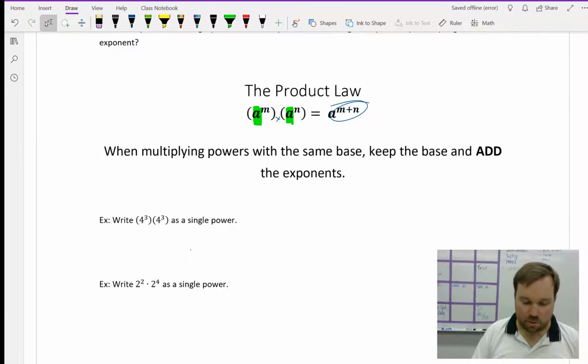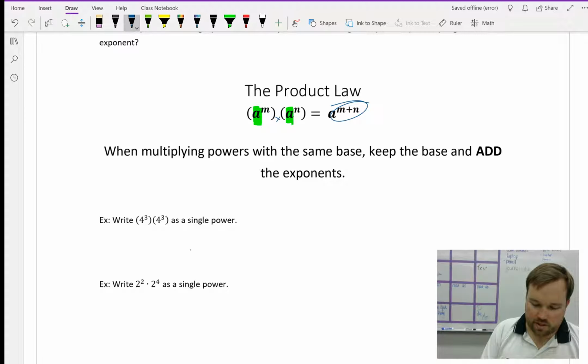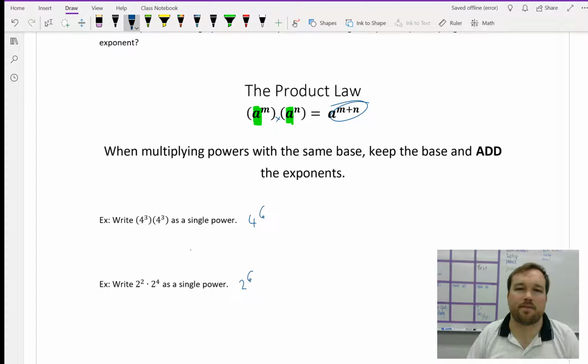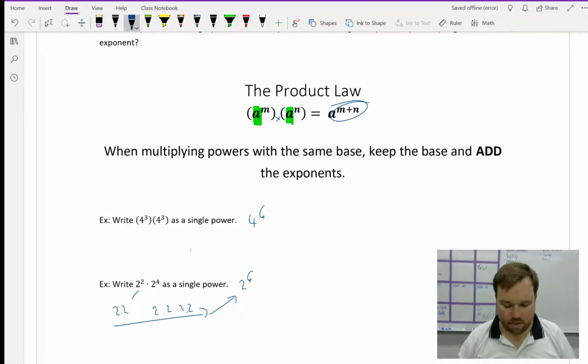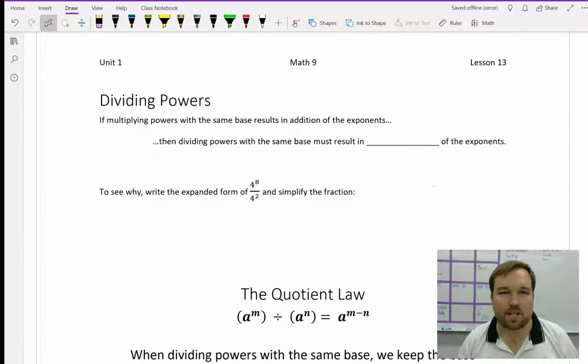So, for example, if we write 4 to the 3 times 4 to the 3 as a single power, that is 4 to the 6. Same here, 2 to the 6. Writing that in longhand, we could say that is 2 times 2, and this is 2 times 2 times 2 times 2. And then we notice that actually there are 6 2's together, so it's 2 to the power of 6. Alright, dividing powers. Next law is called the quotient law.